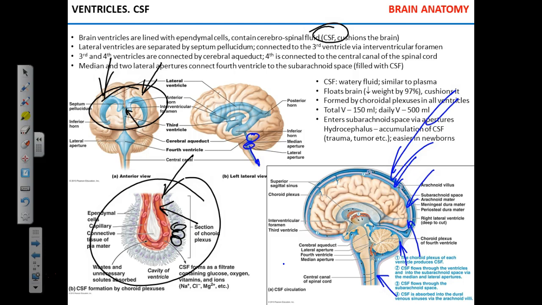Main function is cushioning and floating the brain. Did you ever try, when you were kids and you played with other kids in the water, if you try to lift someone in the water, it's really easy because of flotation, right? Cerebrospinal fluid decreases the weight of the brain by 97%.